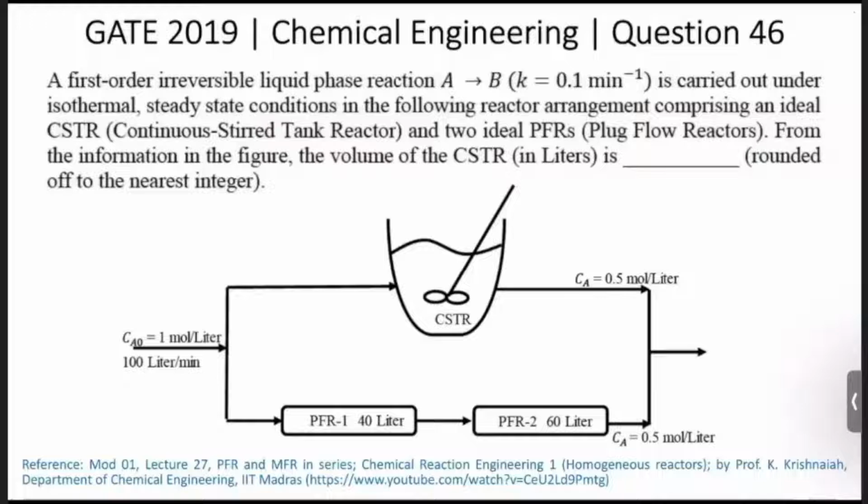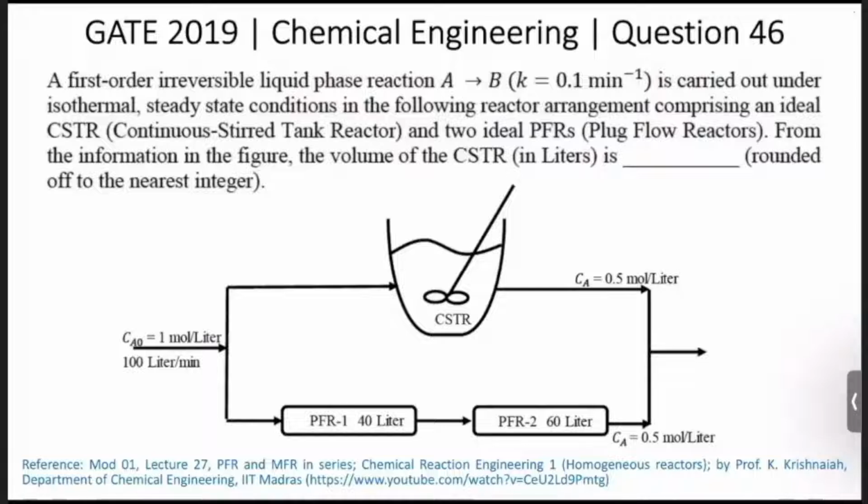This is a question from GATE 2019 Chemical Engineering, question number 46. A first order irreversible liquid phase reaction A gives B with reaction rate constant k equal to 0.1 minute inverse is carried out under isothermal steady state conditions in the following reactor arrangement comprising an ideal continuous stirred tank reactor and two ideal plug flow reactors. From the information in the figure, the volume of CSTR in liters is dash, rounded off to the nearest integer.